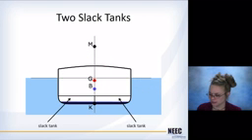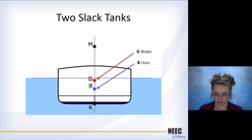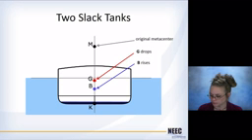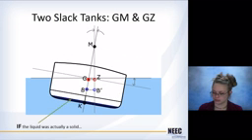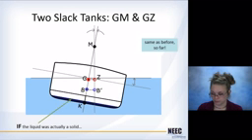We have the two slack tanks. G is going to drop again. B rises, more or less the same amount. For these examples here, we're going to use this original metacenter again. Going back again, if the liquid was actually a solid, this is what we would get. The center of buoyancy would shift over. The center of gravity would not move. Same as before so far, right?